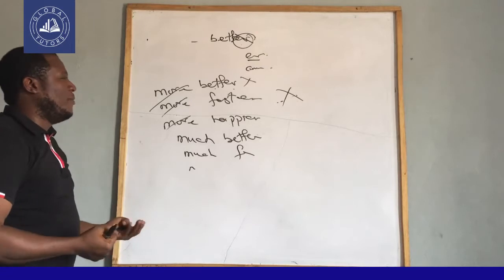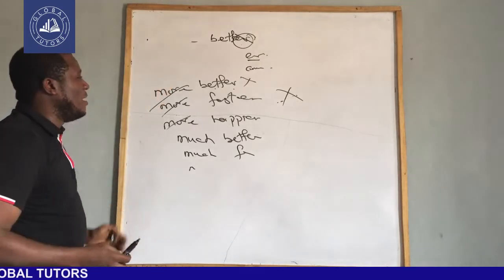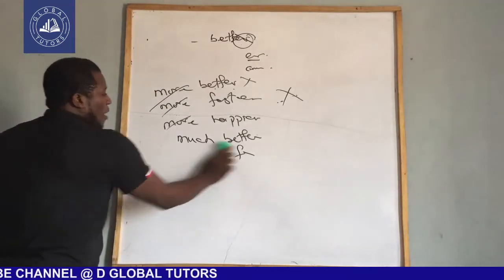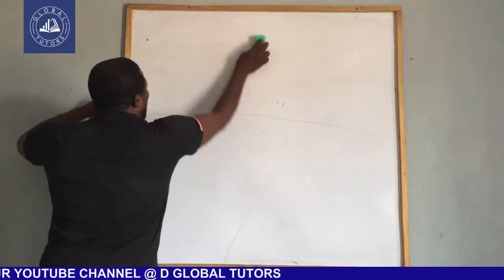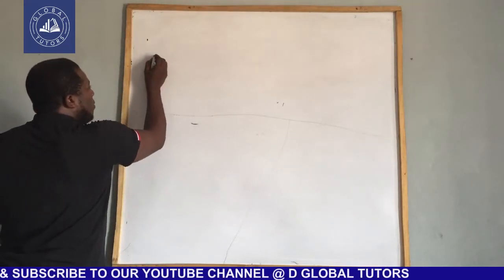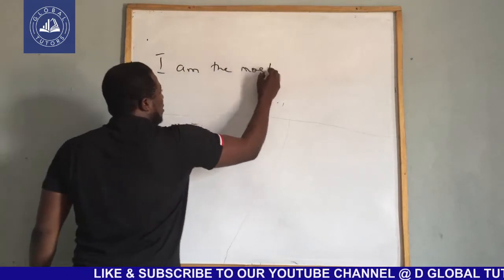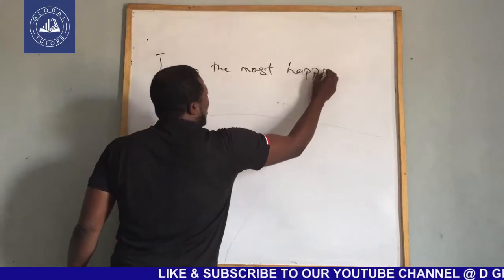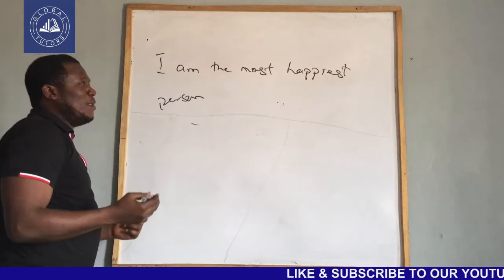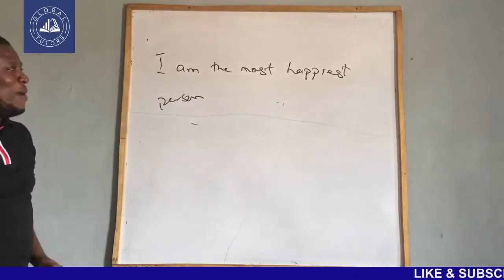It is still very possible for you to team "much" with the "er", but don't you ever say more better, more faster, or more happier. Now, in the same vein, we also have expressions like this, which is also common. Some people say, I am the most happiest person today. Probably when they are giving testimony in church or something, that's what we get all the time. Oh, I am the most happiest person today.